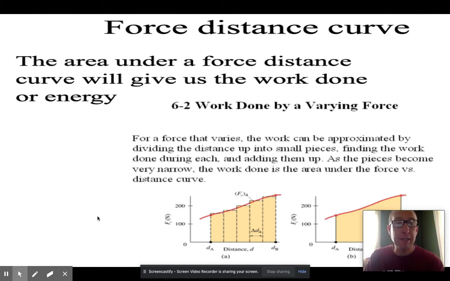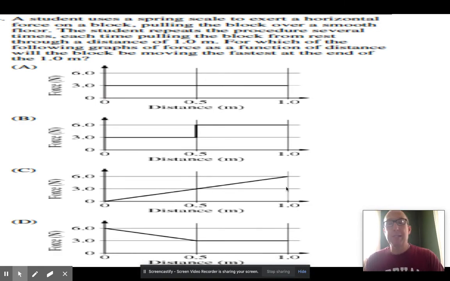I'm just going to do one example with you guys because there's not a lot of examples of these problems in AP. So it says a student uses a spring scale to exert a horizontal force on a block, pulling the block over a smooth floor. The student repeats the procedure several times, each time pulling the block from rest through a distance of 1 meter. So the distances are all the same. For which of the following graphs of force as a function of distance will the block be moving the fastest at the end of the 1 meters?